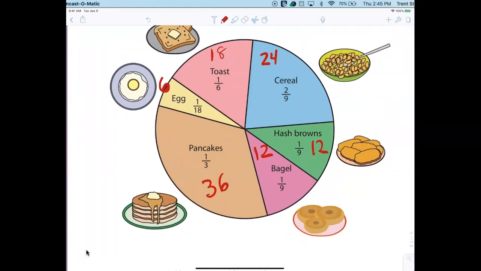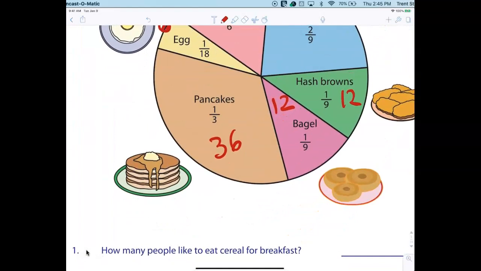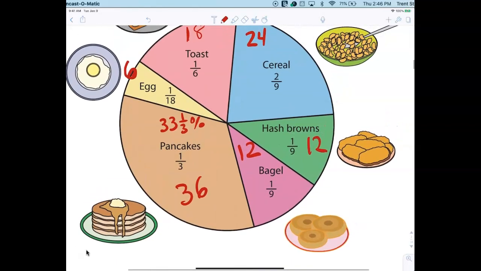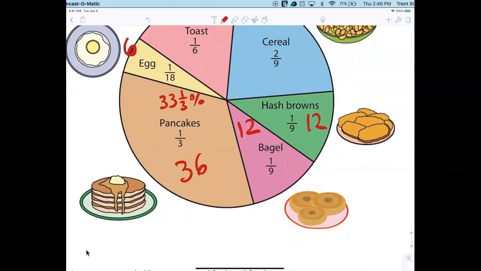Let's start with pancakes. What percent of the people prefer pancakes? 33 and a third. So pancakes, that's correct, is 33 1/3%. Now let's talk about the bagel. Tell me what the bagel percent would be.